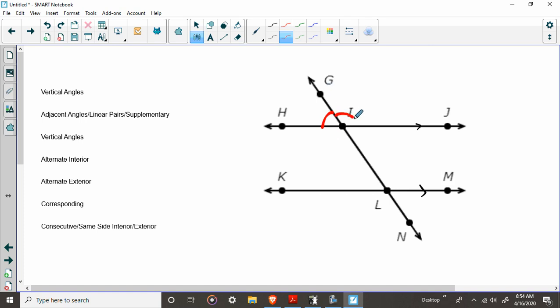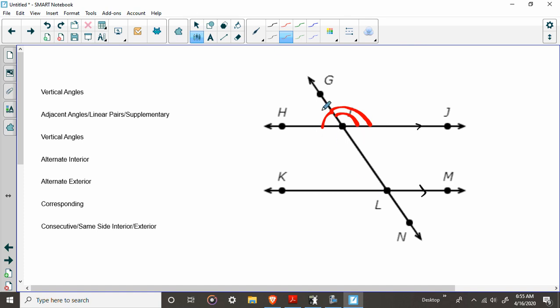And this angle out here, okay? Now note that these are not congruent, right? But we do know when they fall on a line, we call them a linear pair. And that means that they're supplementary, meaning that if a straight line is 180 degrees and these two angles are adjacent and make a straight line, then together they must add up to 180, right?